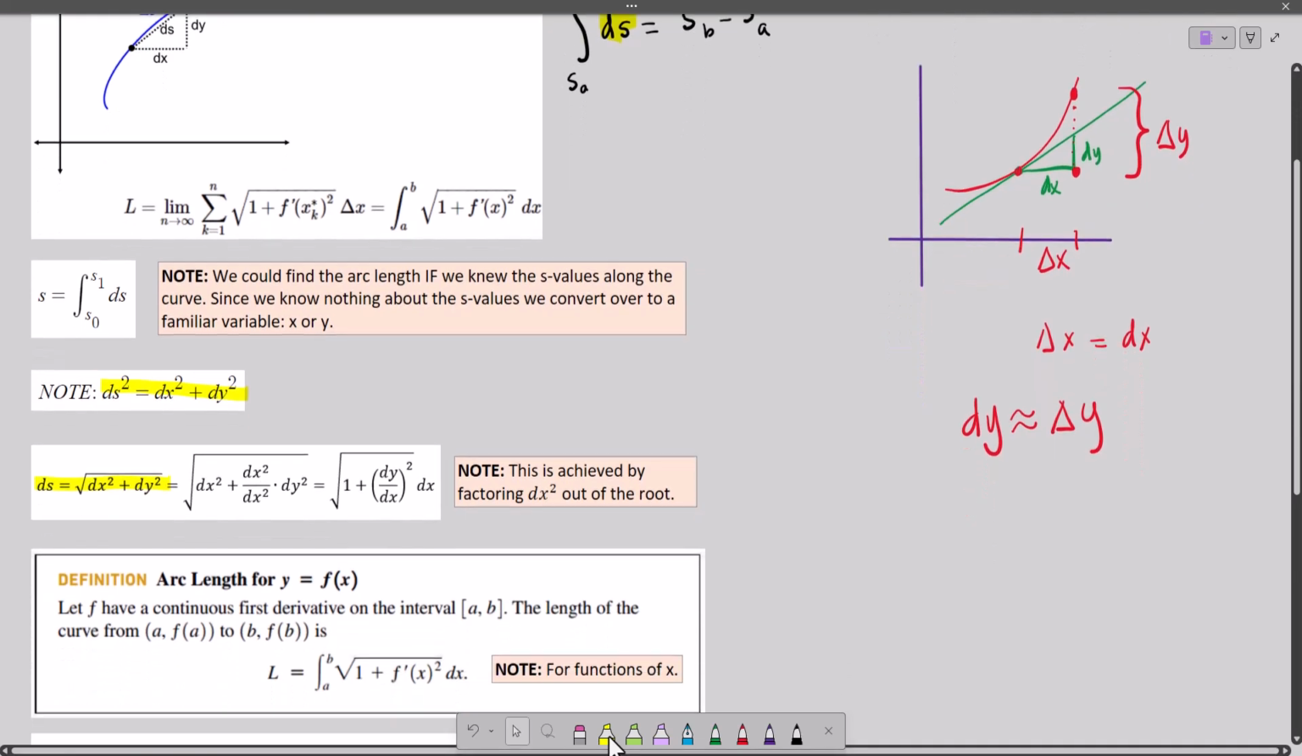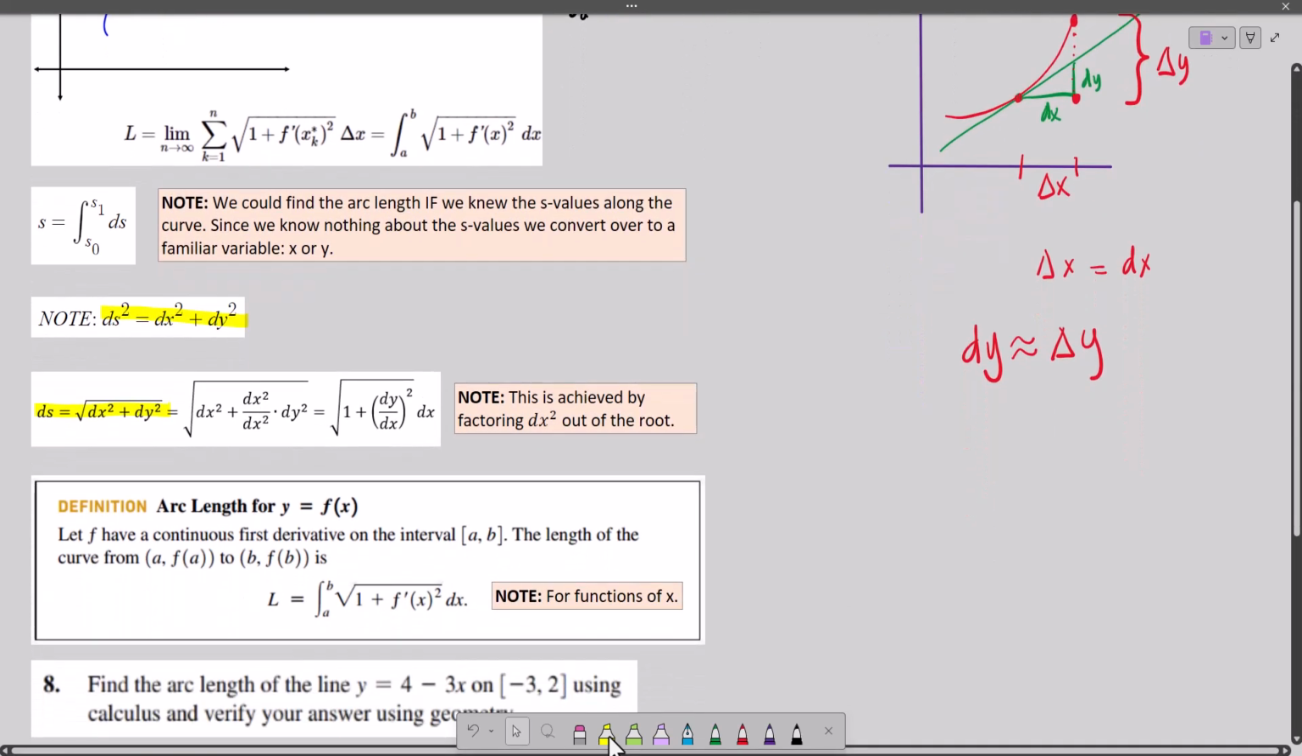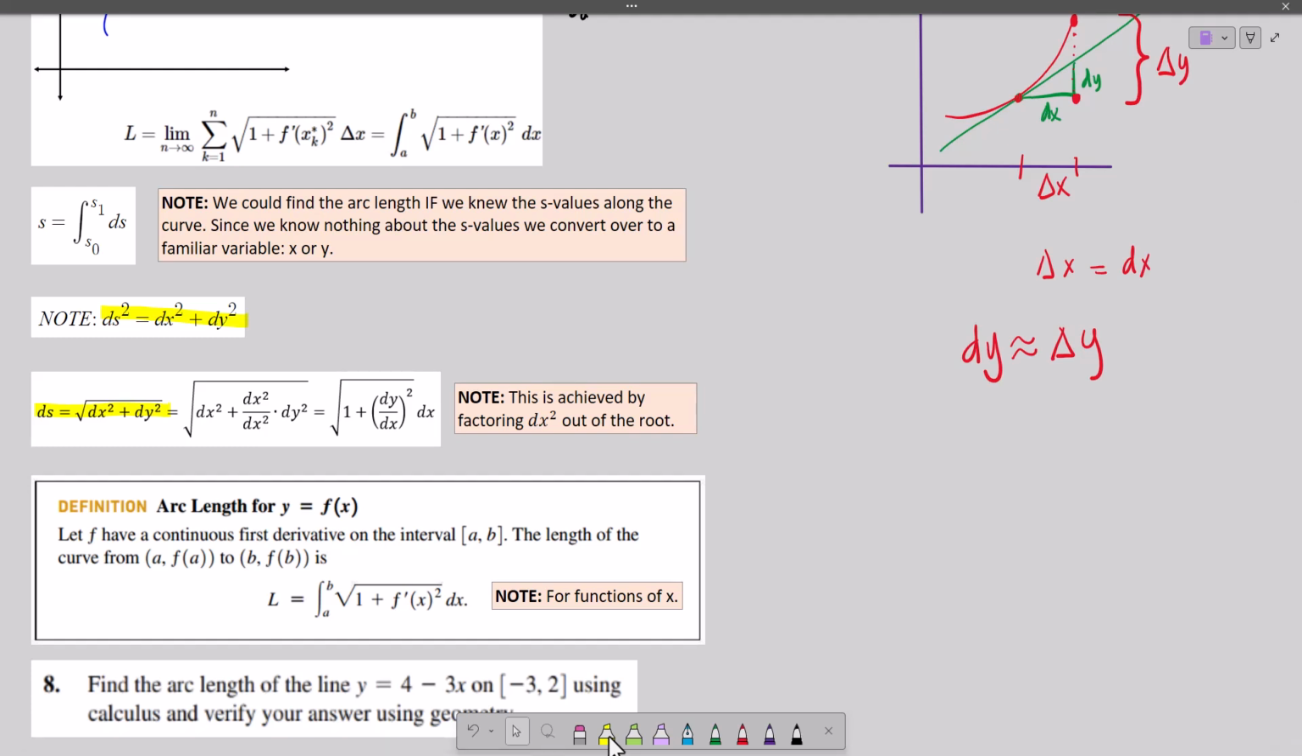So what we have to do is a little algebraic manipulation to somehow turn this ds into an expression that has a dx or a dy on the outside. So we use our fairy dust, which is multiplying by 1. In this class, we are going to use so much fairy dust. We multiply by 1 all the time to create a different look, but not change the value. If you multiply by 1, you don't change the value, you just change the way something looks.